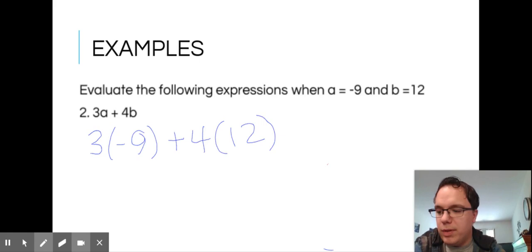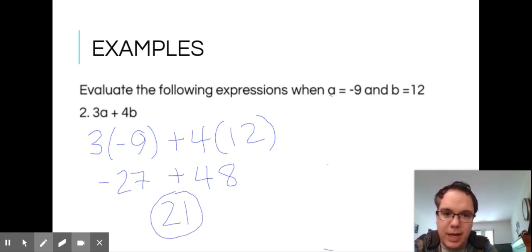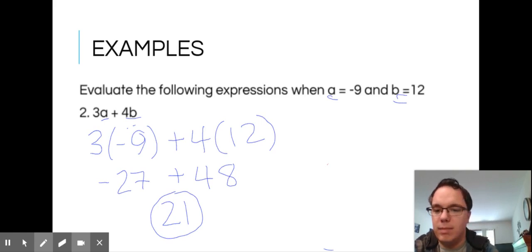Now I'm going to use the order of operations. Multiplying comes first, so 3 times -9 is -27, and 4 times 12 is 48. And if I take -27 plus 48, I get 21. So again, I made sure my a matched and my b matched, plugged in their values, and used the order of operations to simplify, and that simplifying is called evaluating.